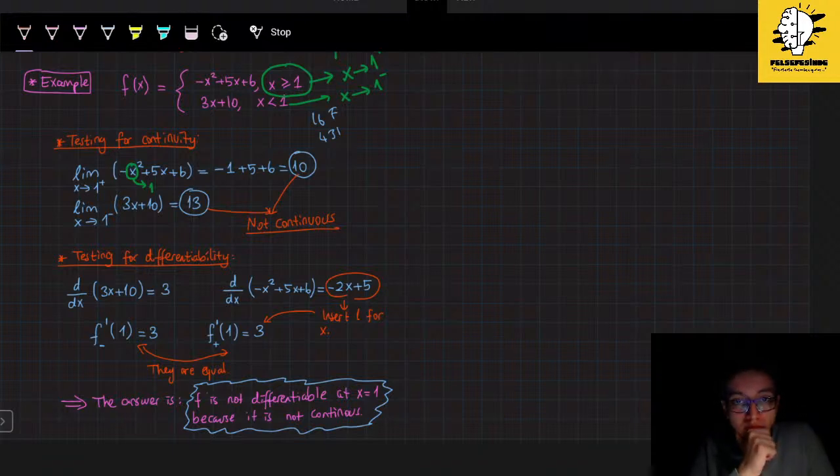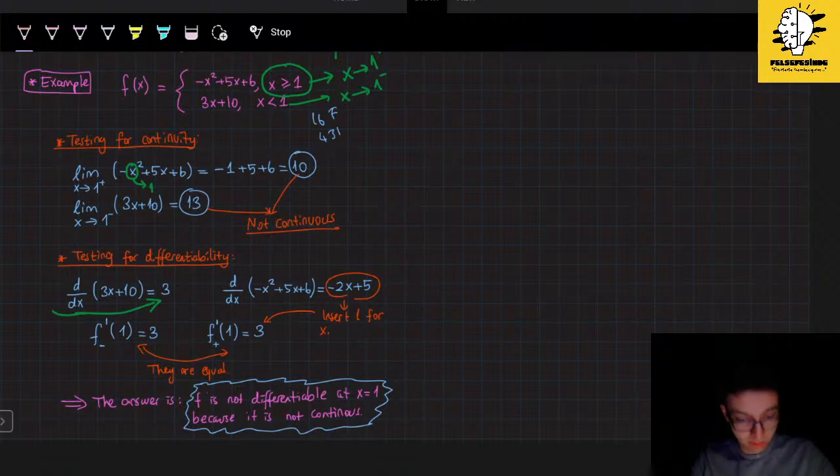What is it, guys? It's not continuous, right? If it is not continuous, can we say it is differentiable? Okay, let's see if we can say that. Let's come down and test for differentiability. And this is the tricky part, very important part. Okay, so let's take the differentiation of this. Its differentiation is 3.